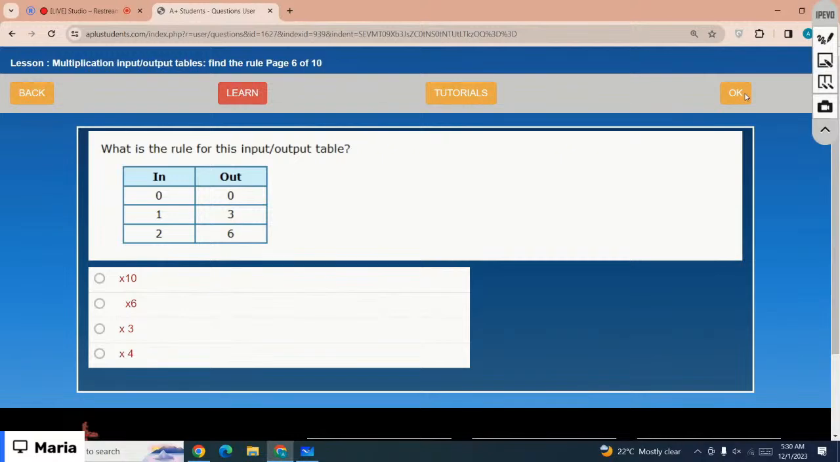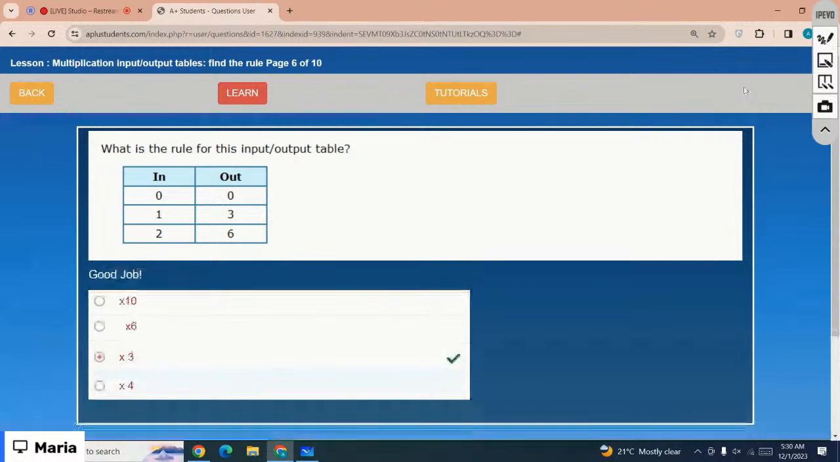Yes, the correct option is 3. Every value is multiplied by 3 to calculate the output value. Very good. The correct option is 3. 1 times 3 is 3 and 2 times 3 is 6. So the correct option is 3, right?